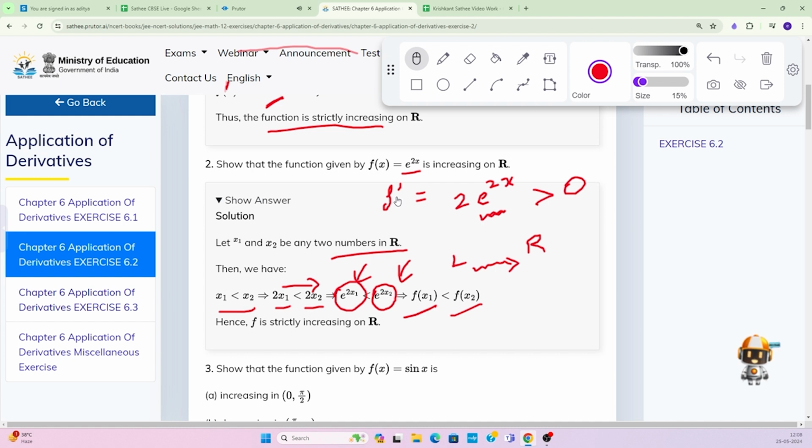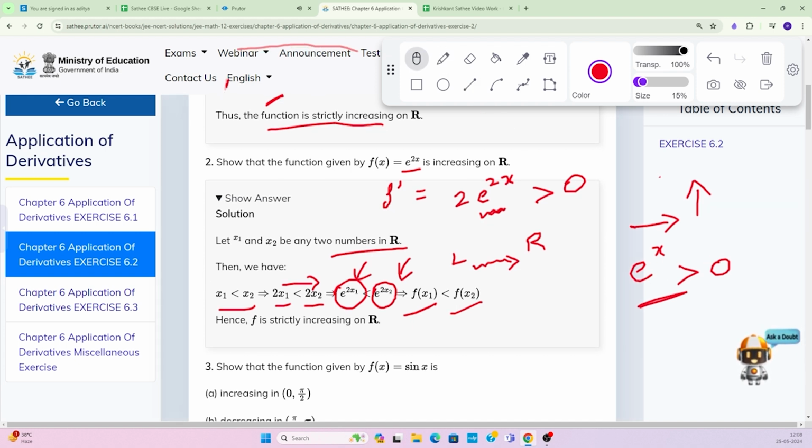You can use the derivative concept, or you can use the normal inequality or the concept of the exponential function. You must remember that the exponential function is increasing: when you move left to right, it increases, and e to the x will always give you a positive output for any x belonging to the real numbers. Let us move to the next problem.